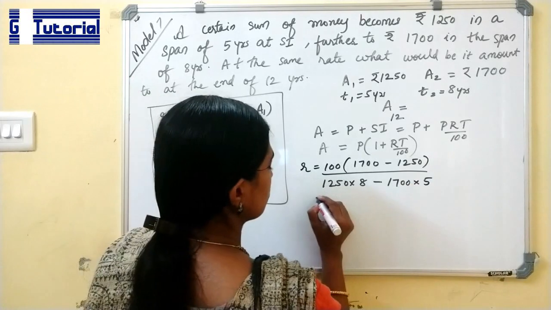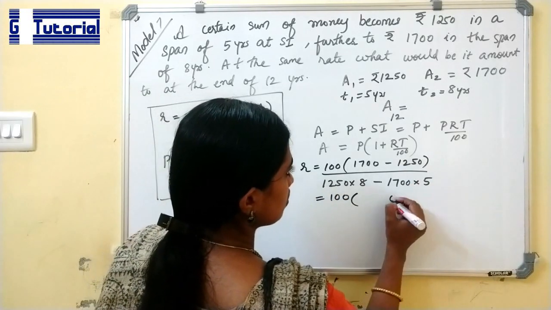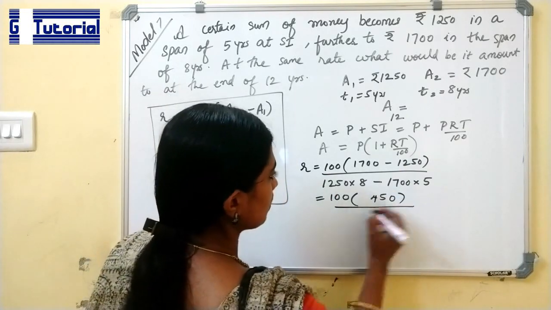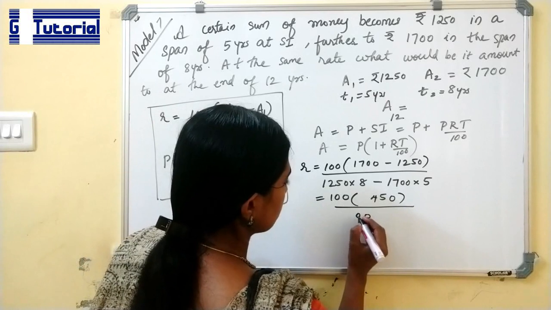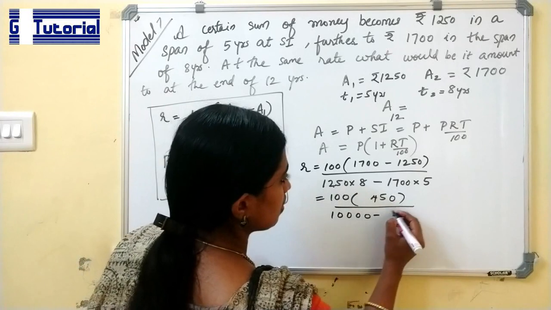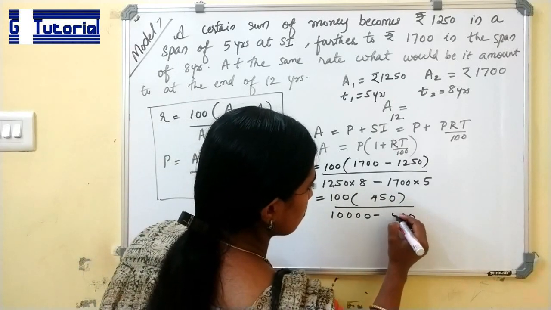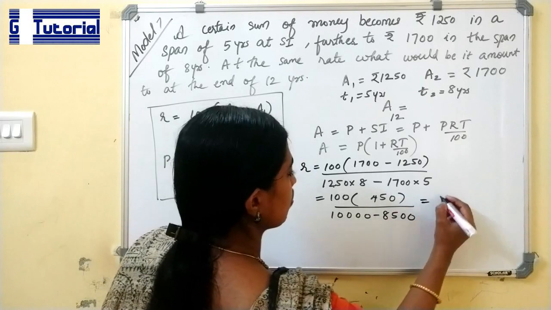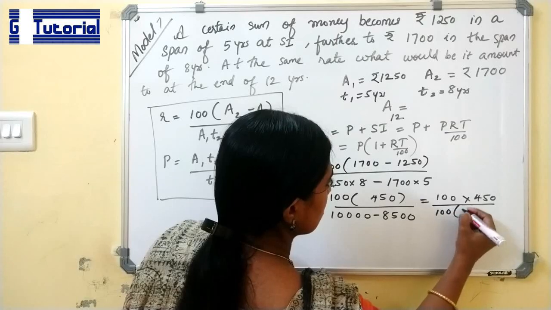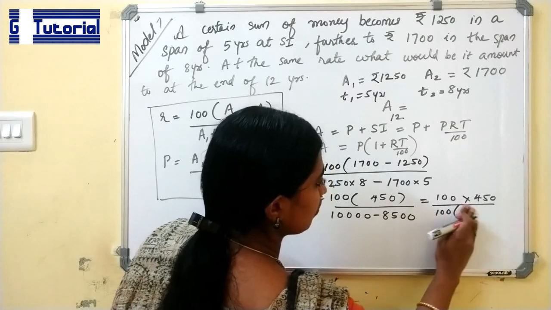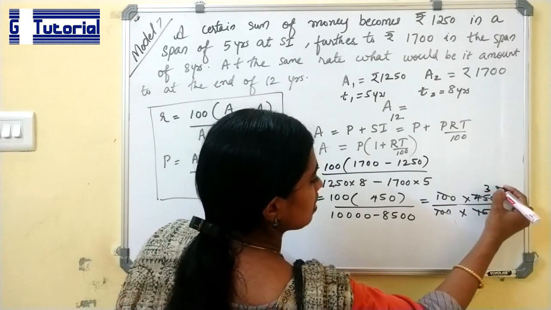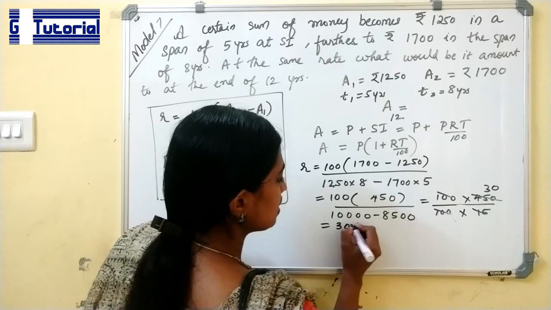So, it is equal to 100 into 450 divided by, you can take 100 as common, so 100 minus 85, which is 50. So 100 and 100 get cancelled, 15 into 3 is 45, so the value of rate is 30%.